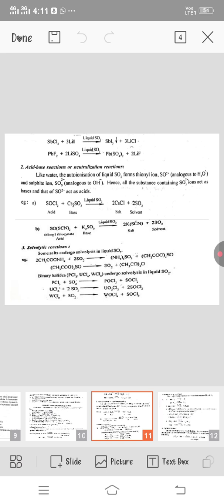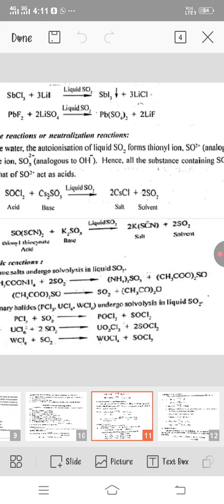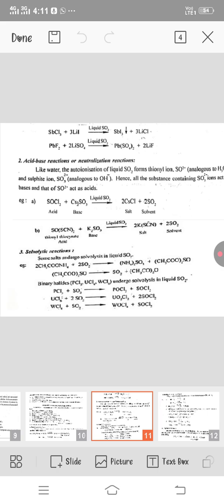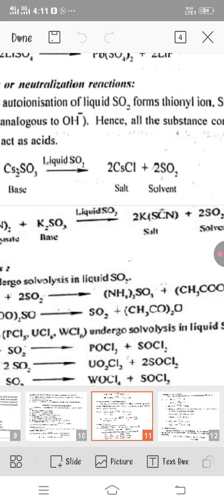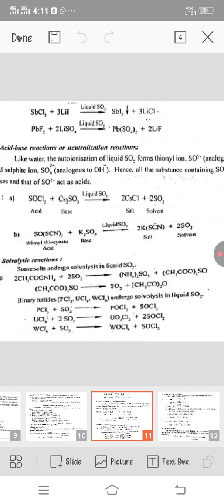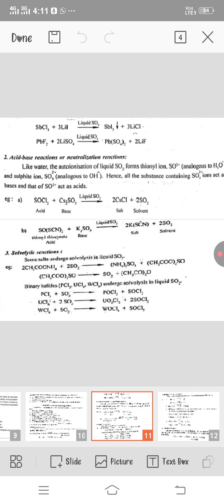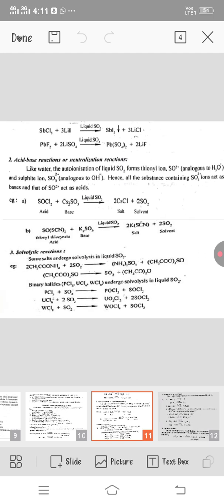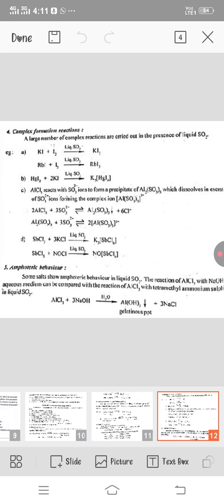Next is solvolysis reaction. Some salts undergo solvolysis in liquid SO2. For example, 2CH3COONH4 reacts with 2SO2 to produce (NH4)2SO3 plus (CH3COO)2SO. It is a solvolysis. Next reaction is complex formation reaction.